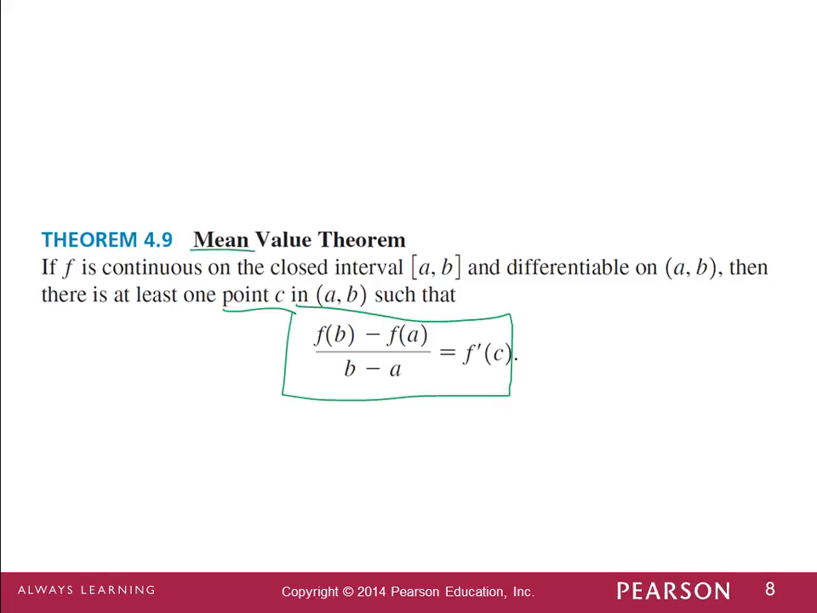We're talking about the average value. How do we calculate average value in calculus? We use the secant slope. So this is why this is called the mean value theorem, or oftentimes we'll say it's MVT.